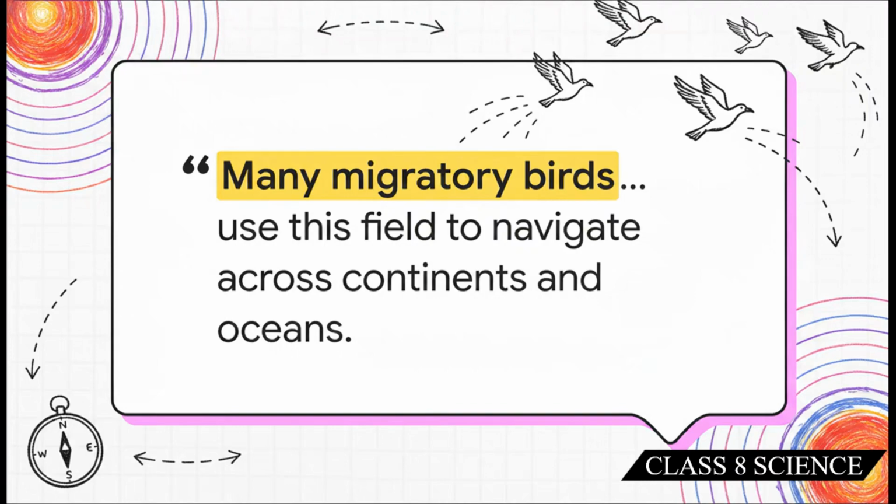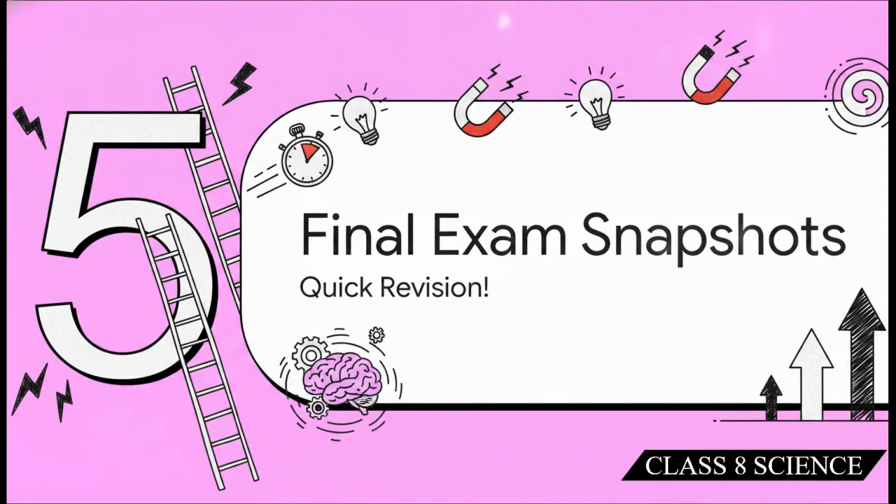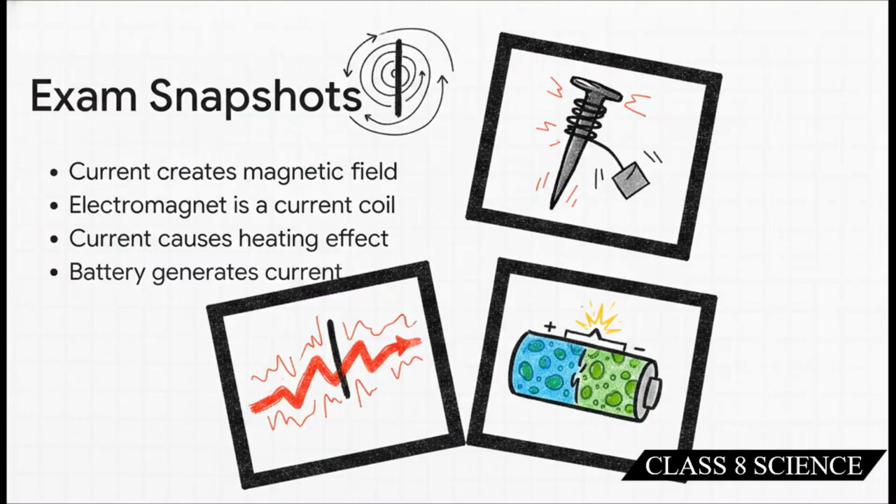This invisible force field is so incredibly powerful that migratory birds and animals actually use it as a built-in natural compass to navigate across entire oceans and continents. How cool is that? Final exam snapshots, quick revision. Time to lock these facts into your brain. Let's rapid fire through these to get you fully prepped.